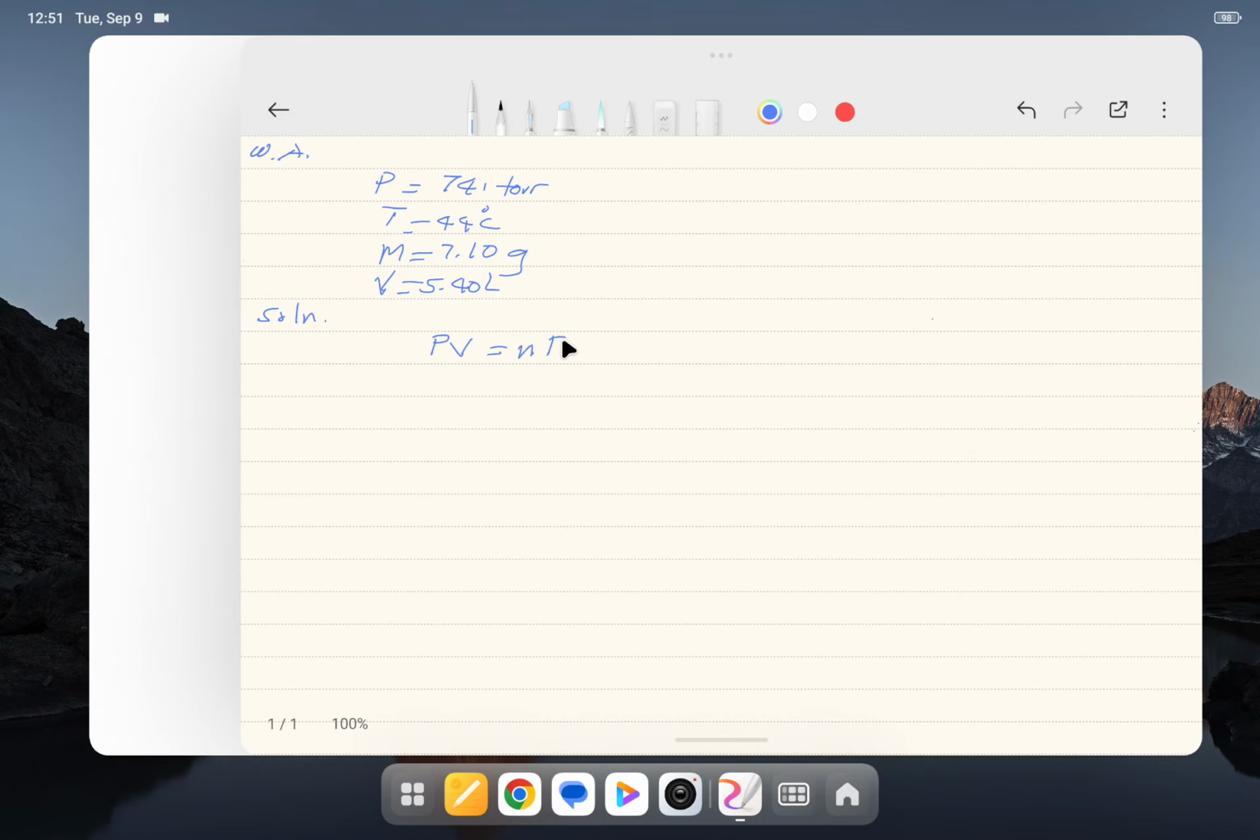PV is equal to nRT, of course. And then check, you have pressure, you have volume, then you have a temperature, and then of course your R is a gas constant. That is 8.3014 in joule. But anyway, we'll be using 0.082056. The unit of that would be liter atm per mole Kelvin.